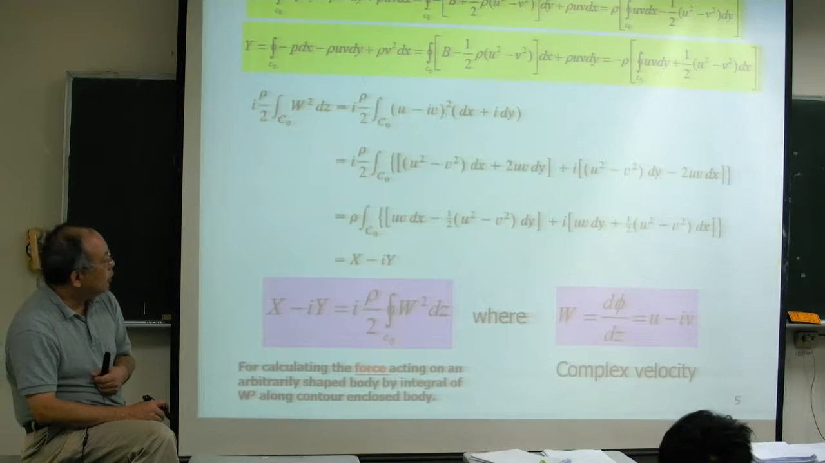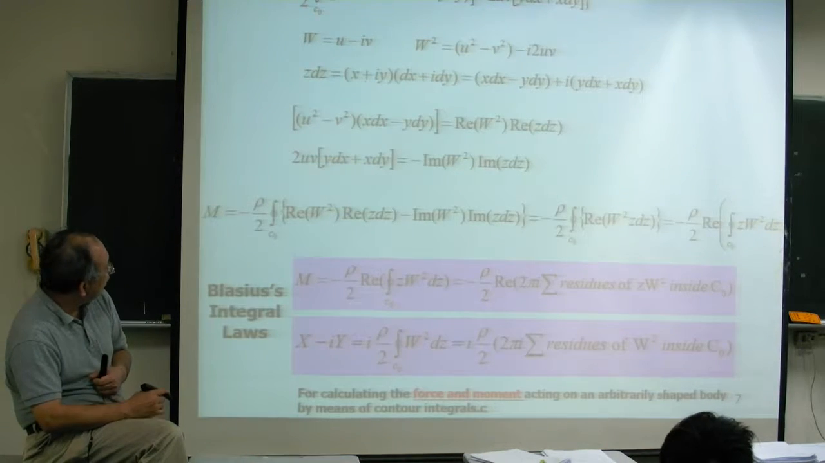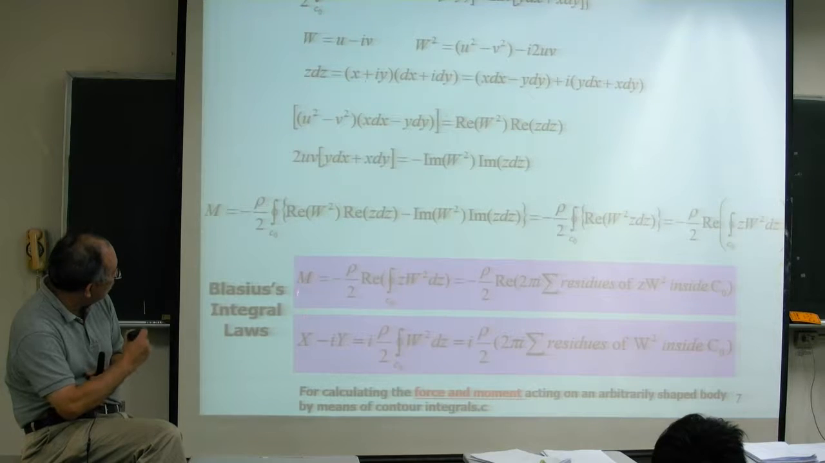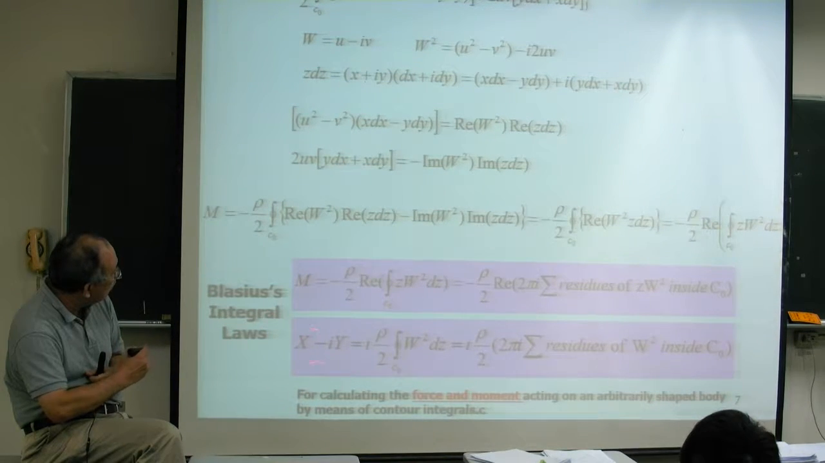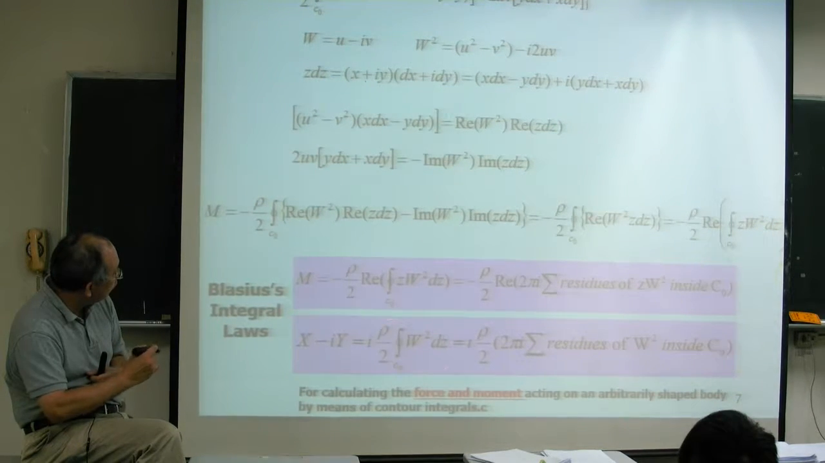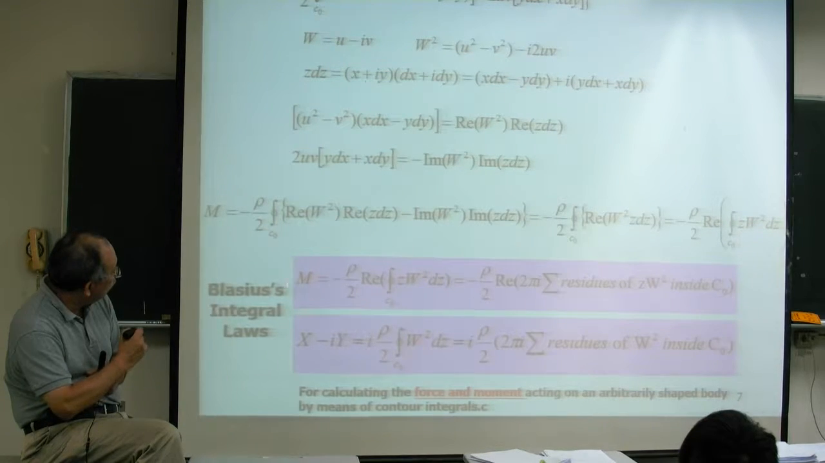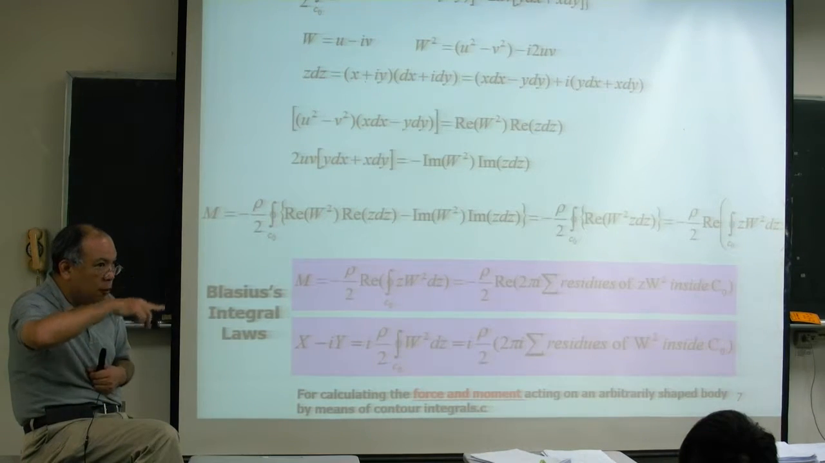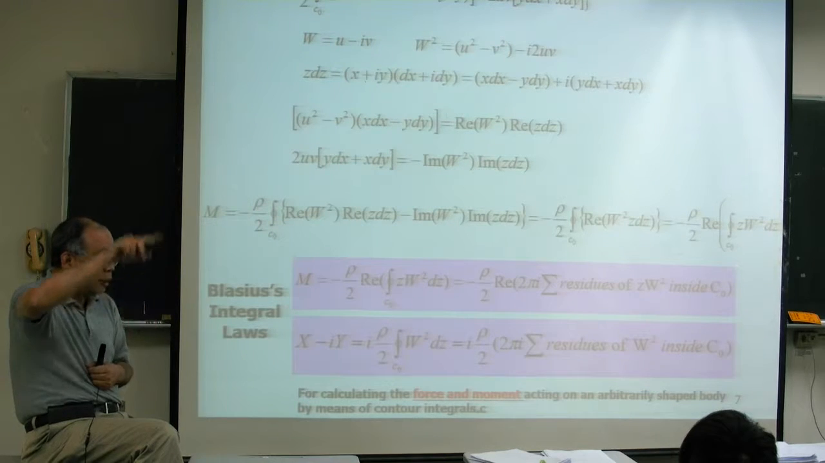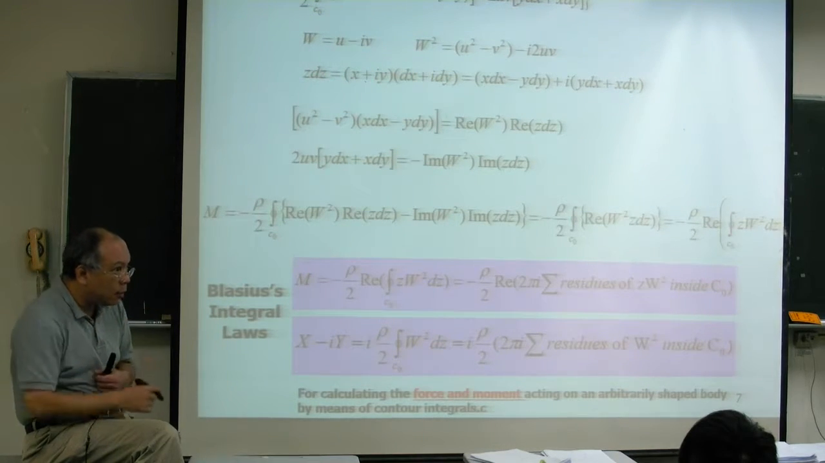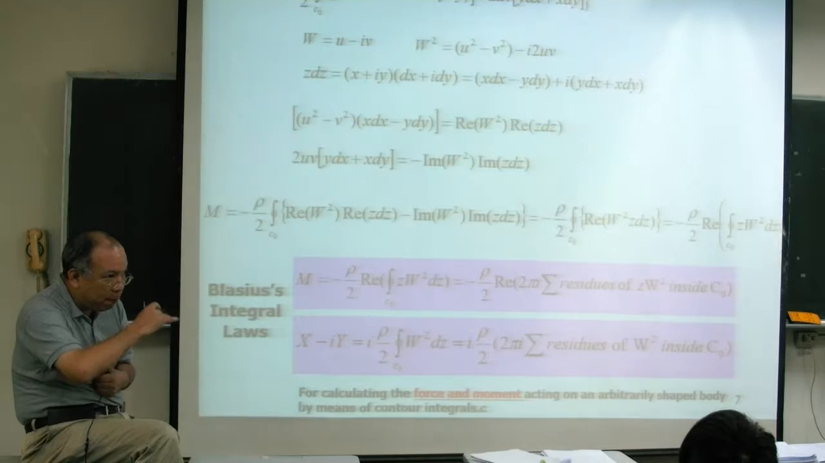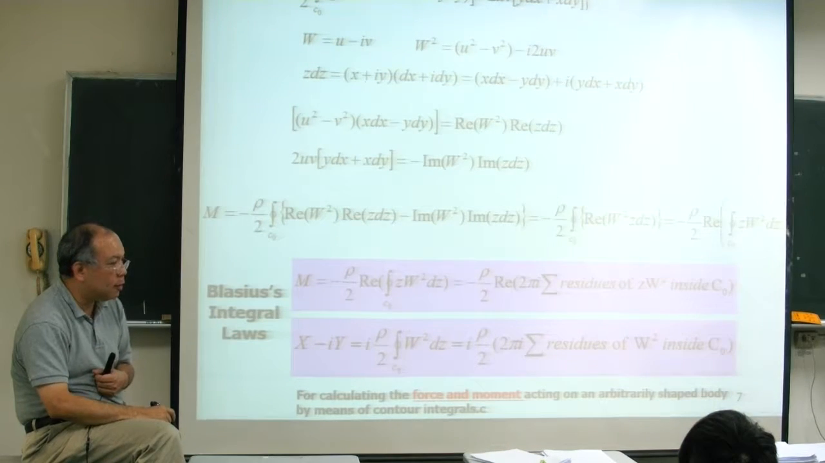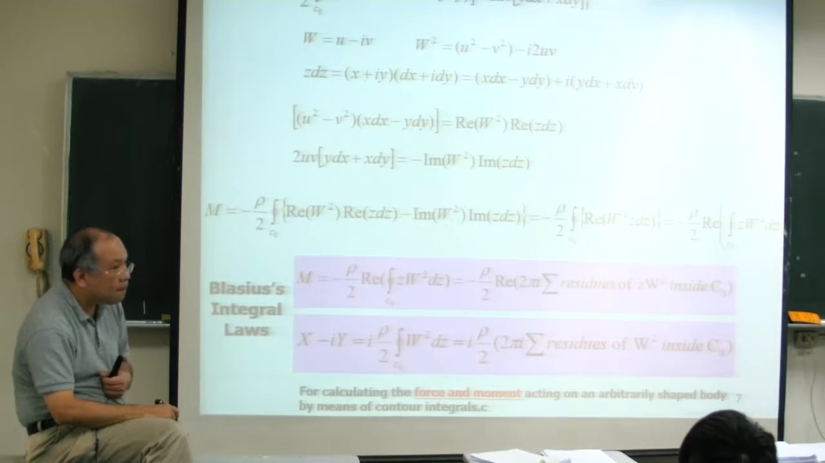And the second equation here is the moment. So we have two equations. The Blasius integral law has two equations. One of the equations I just showed you here, and the second equation is the moment. We can also find the moment. Moment means the turning torque, right? The turning torque acting on this object when the flow passes over this arbitrary shape of body.